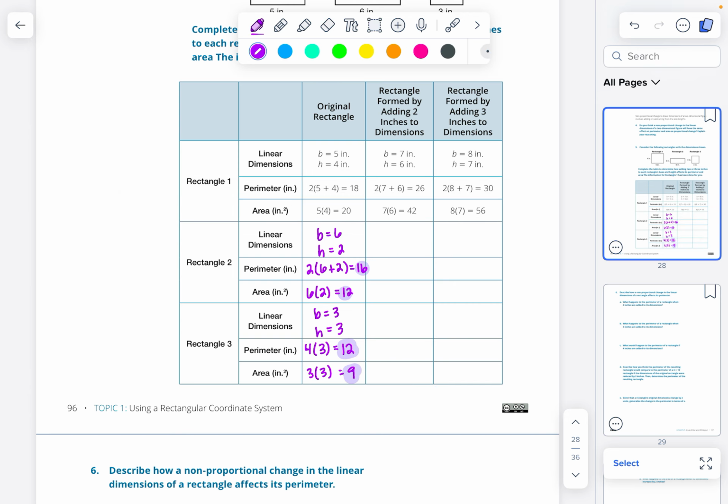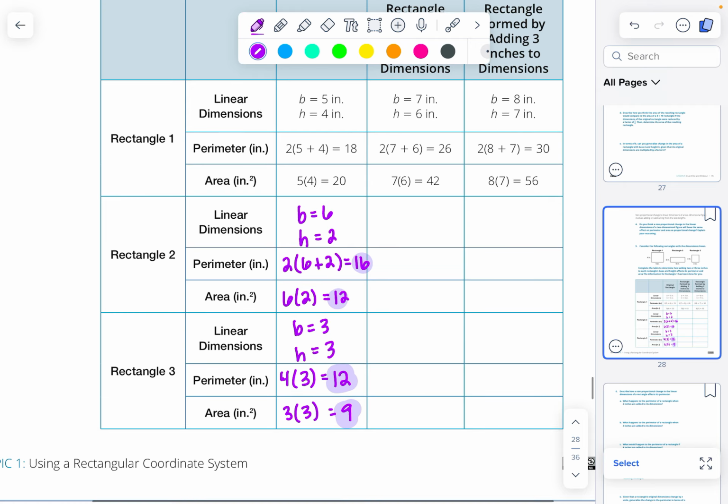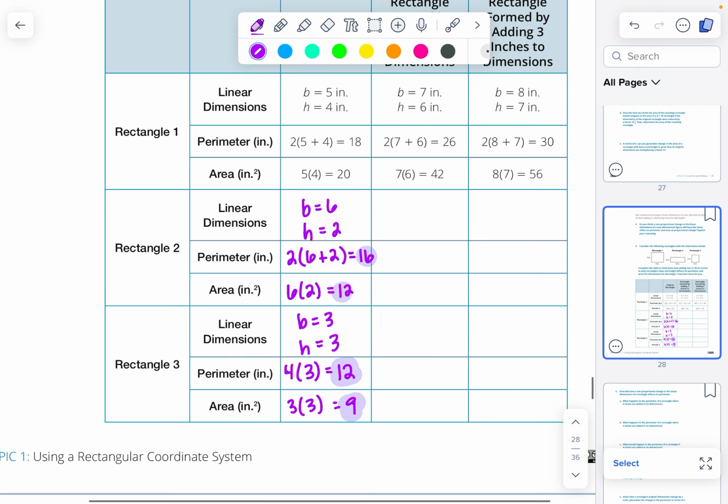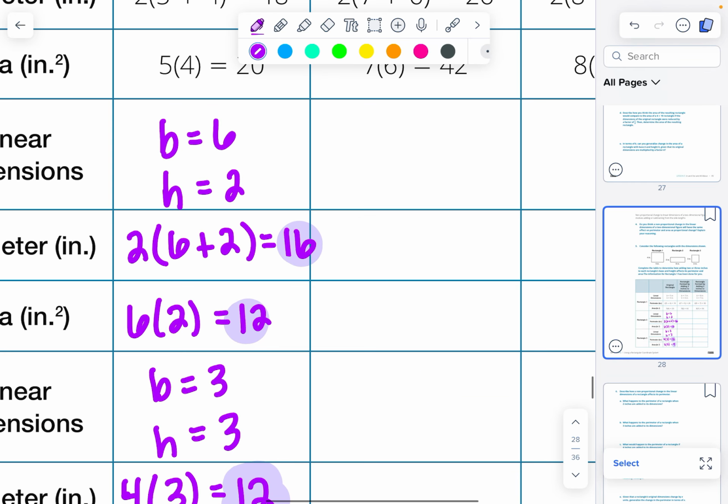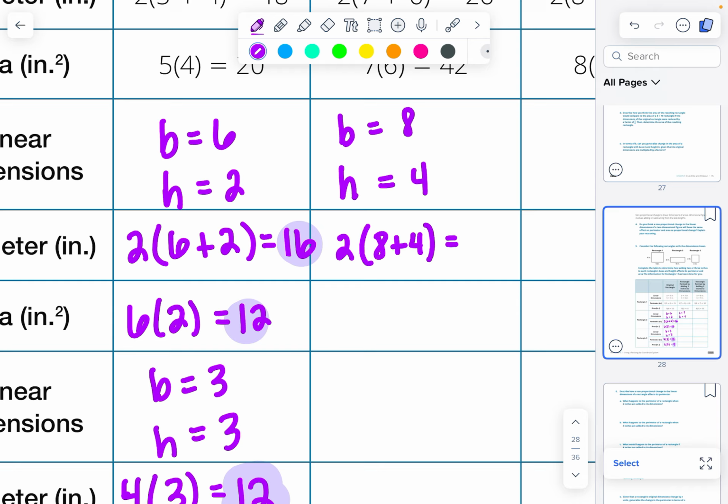So for rectangle 2, we have a base of 6 and a height of 2. We're supposed to be adding 2 to the dimensions, meaning we want to add 2 to the base. So 6 plus 2 is 8. We want to add 2 to the height. 2 plus 2 is 4. So let's look at the perimeter. We're going to add the 8 plus 4 twice. That'll give us 24.